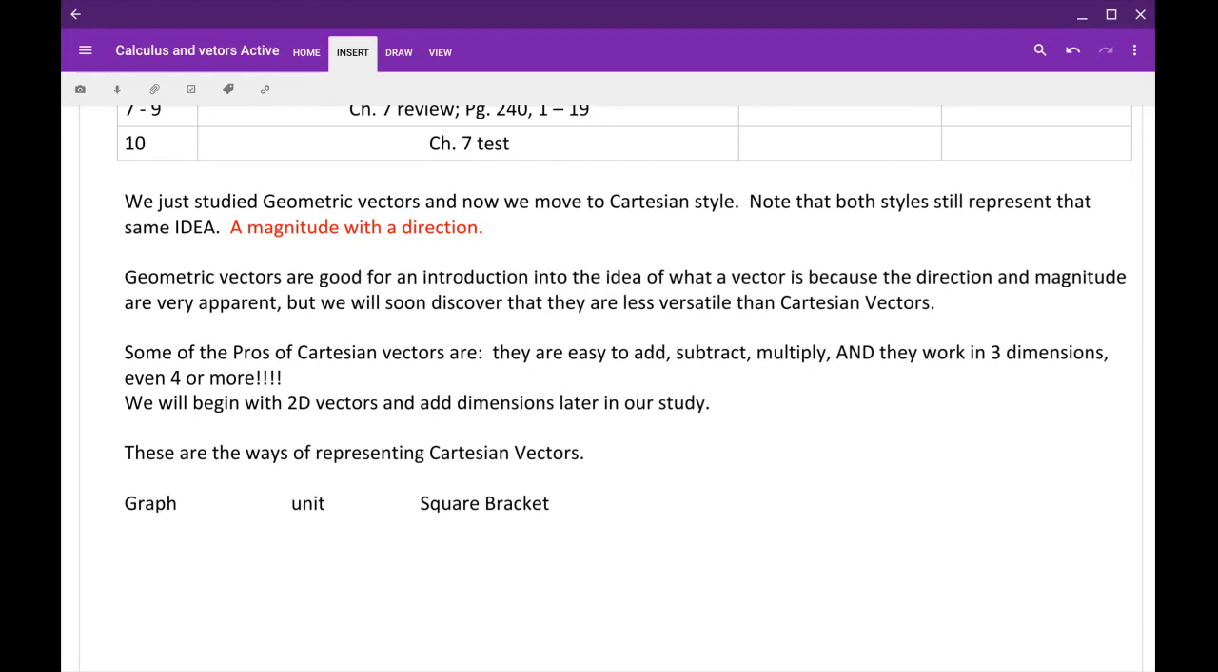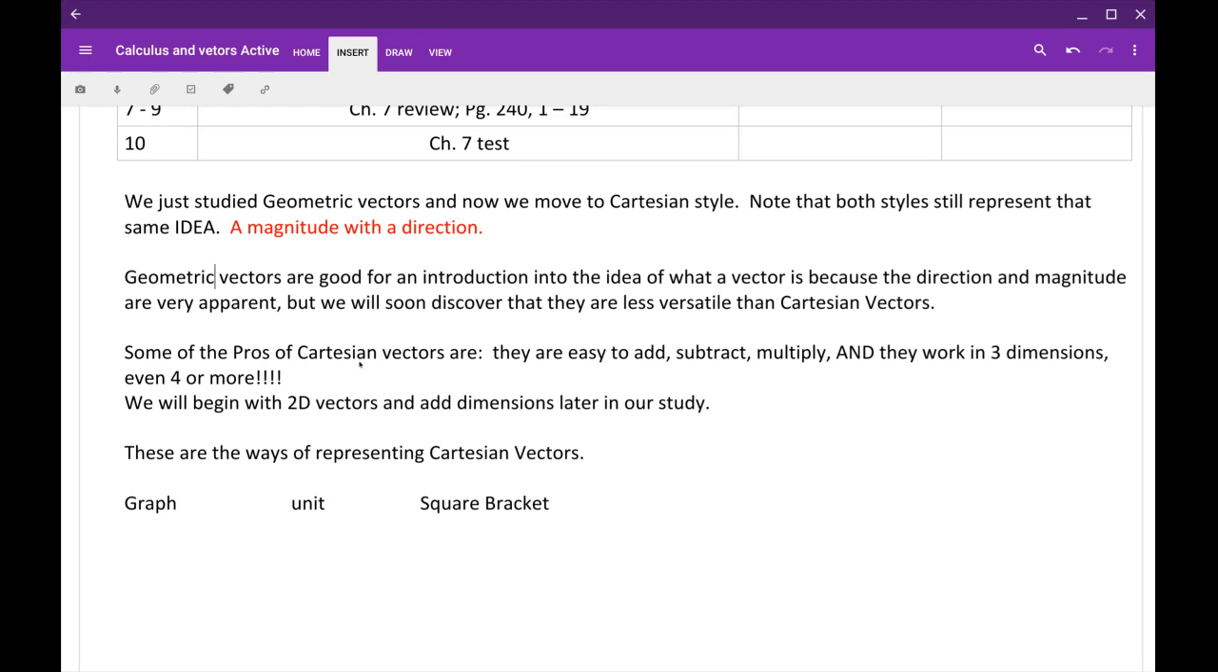are good for an introduction to the idea of what a vector is, because the direction and the magnitude are very apparent, right? So they're just sitting right there in front of you. That was what we studied in the previous chapter. But we will soon discover that they're actually less versatile algebraically, and in terms of actually just working with them, than the Cartesian vector, right?